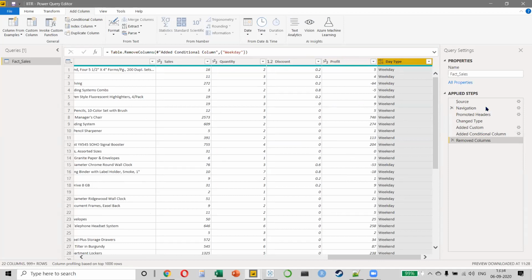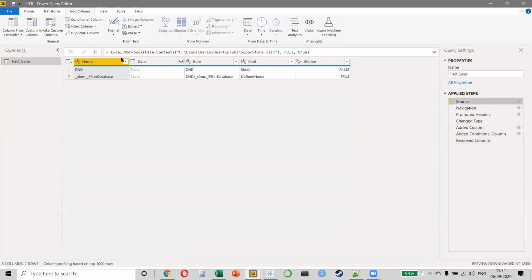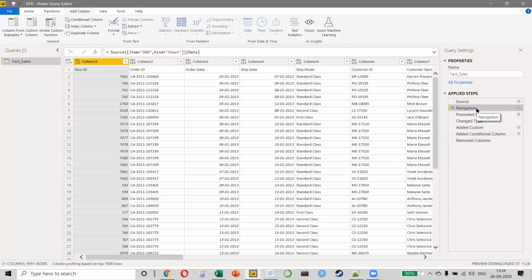And you know the best part, do you see this on the right side, everyone? Applied steps. So this is how automation is done. If you notice, the entire process that I have performed in the last lecture yesterday and in today's lecture has been saved. What was the first step? I went to my Excel workbook and I took the content from that file. What was the file? On my desktop, superstore.xlsx. The second step was I only picked up my D&D sheet.